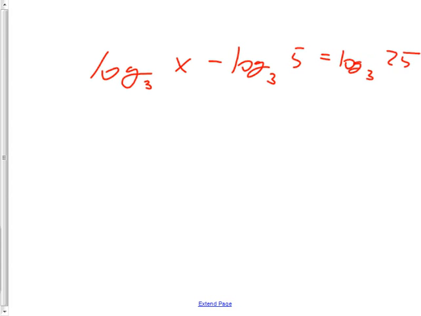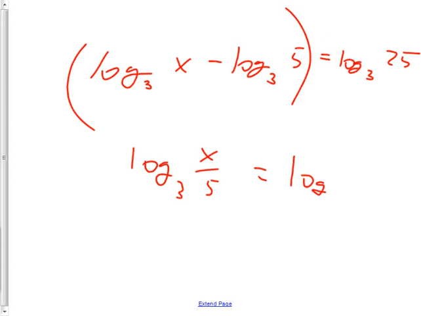And the people who think that you can just go, oh, doink, a doink, a doink, x minus 5 equals 25, you're wrong. Very wrong. So what can you do? That can be mushed together into one log. Log base 3 of what? What's the minus become? Divide. X over 5 is equal to log base 3 of 25.